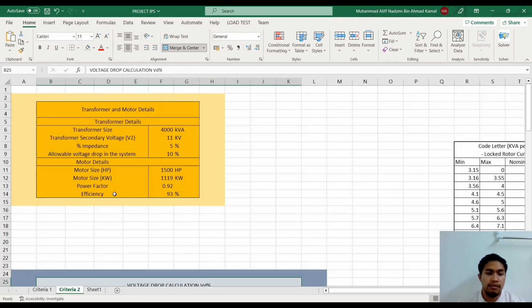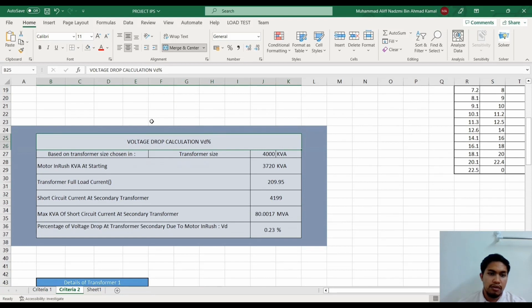Then for the voltage drop calculation, firstly we have the transformer and motor details: the transformer size is 4000 kVA, the secondary voltage is 11 kV, the impedance is 5%, and the allowable voltage drop is 10%. The biggest motor that consumes power is 1500 horsepower, 1119 kilowatts, with a power factor of 0.92 and 93% efficiency.